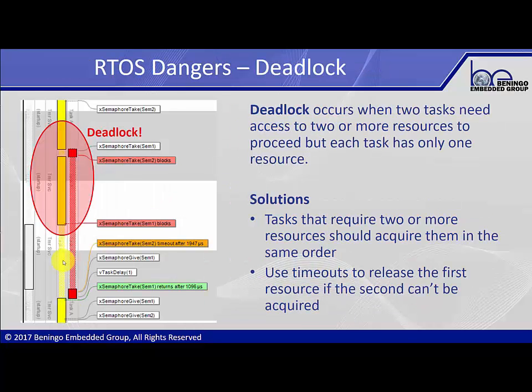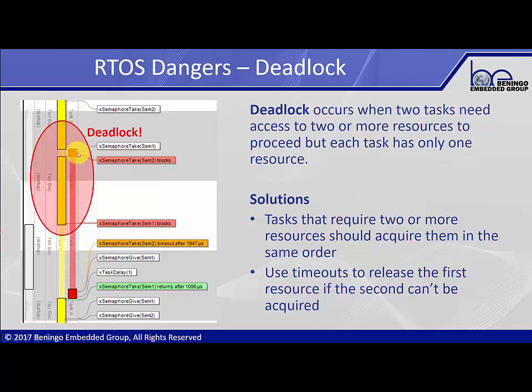Another common issue is going to be deadlock. Deadlock occurs when two tasks need to access two or more resources in order to proceed, but each task has only one resource. As you can see here in this trace that I took of the code, we have two different semaphores that need to be shared. Semaphore 2 is taken by one task. It starts executing its code for a while. Then a higher priority task comes and says, hey, I want semaphore 1. It also needs semaphore 2 in order to execute its code, and the other task needs semaphore 1. So as soon as this higher priority task takes semaphore 1, these two tasks are in contention.